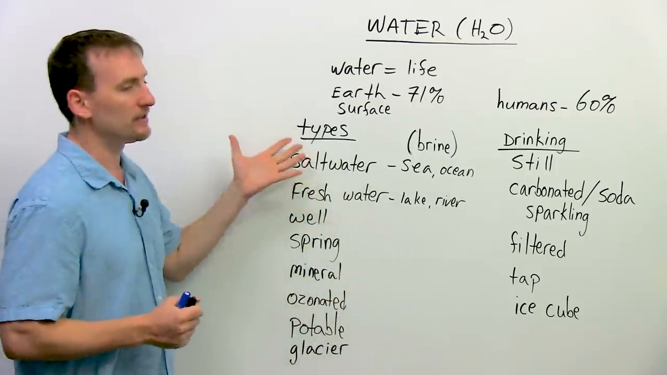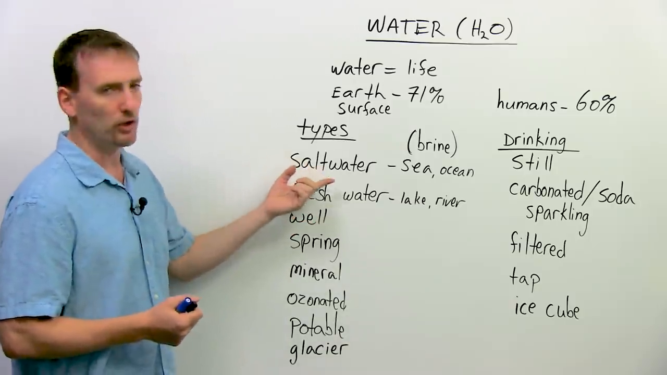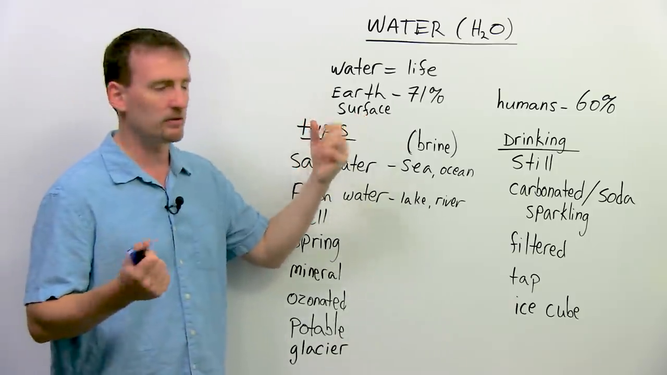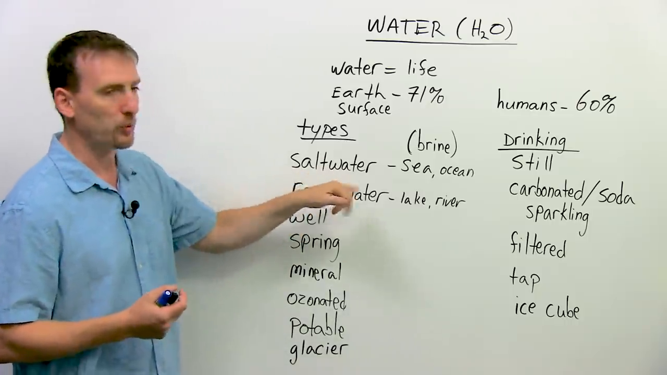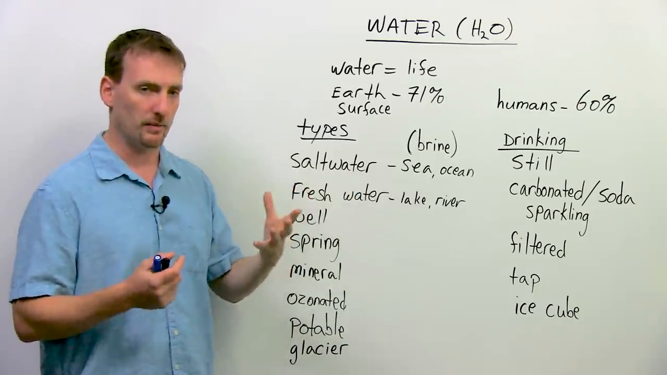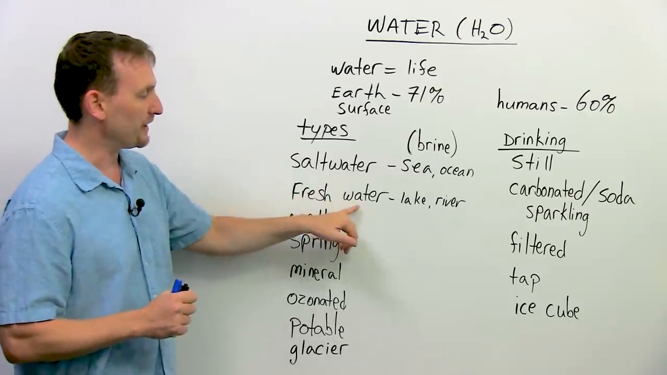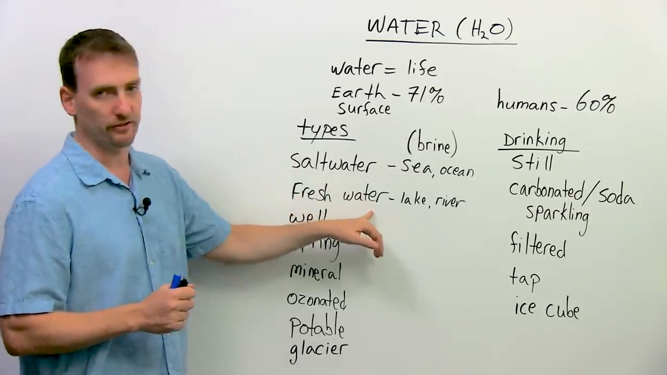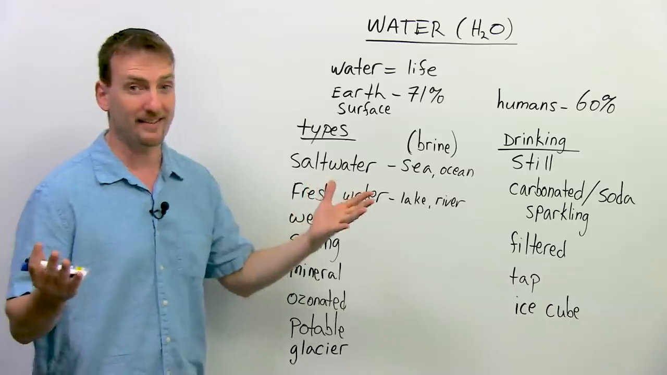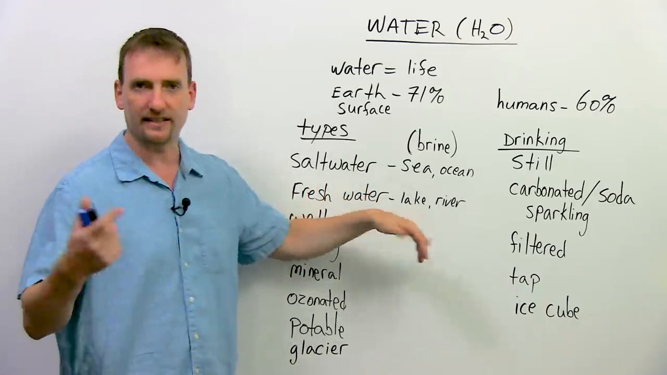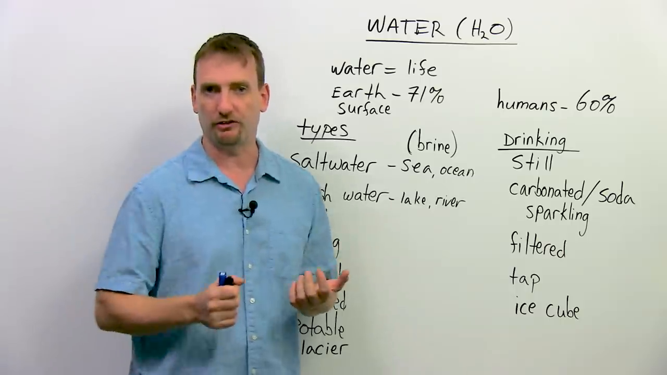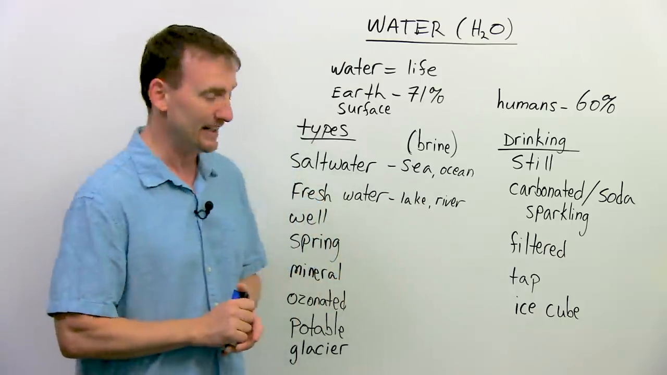So if we're talking about types of water, we have salt water, which is the most common water in the world, all these seas and oceans. Notice that salt water is one word when we talk about salt water. But when we talk about fresh water, it's two words. Okay, so I don't know why that is, but salt water, one word, fresh water, two words. Fresh water, lakes and rivers, you can just go ahead and drink it straight if it's clean enough.